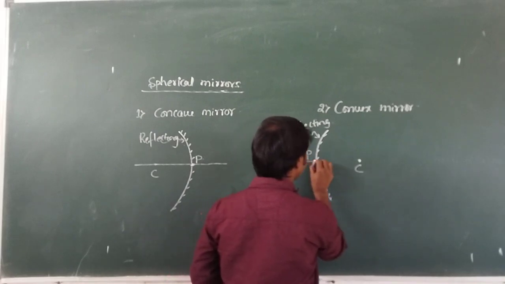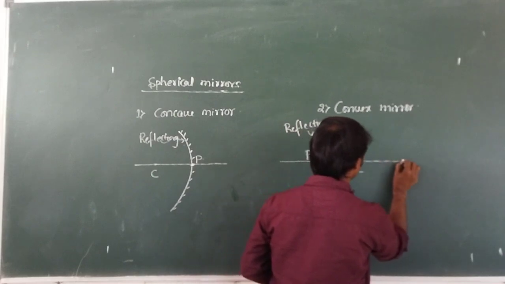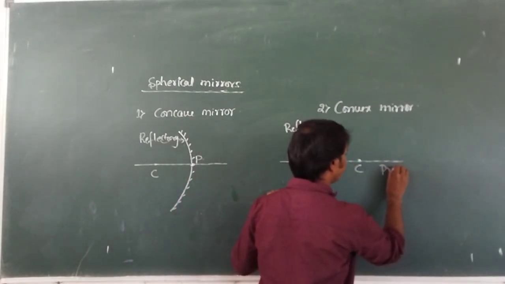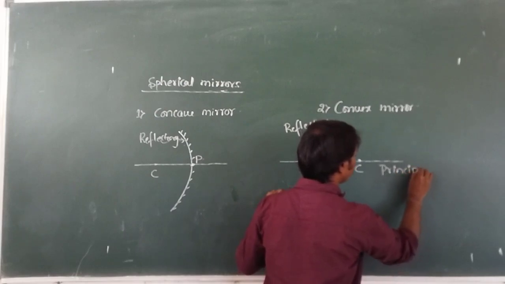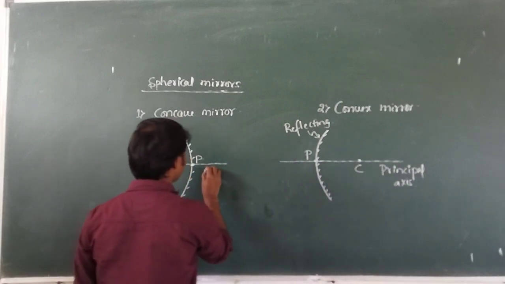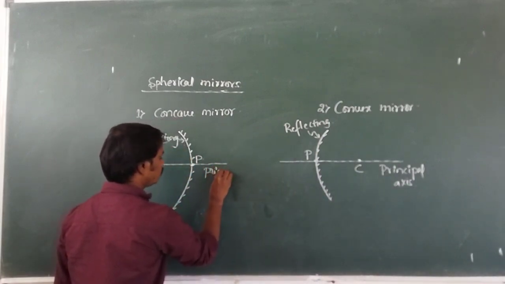Then the line joining the pole and the center of curvature is called the principal axis. This is called the principal axis, and this is also called the principal axis.